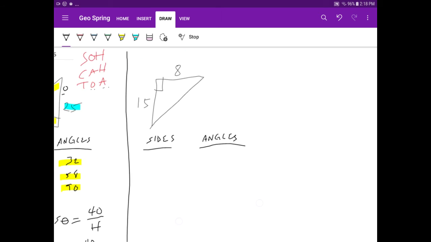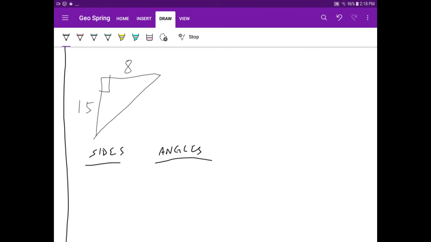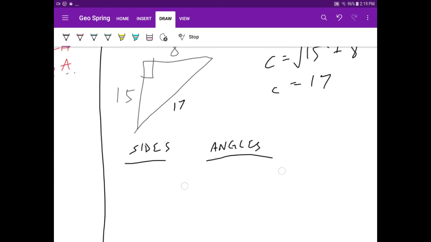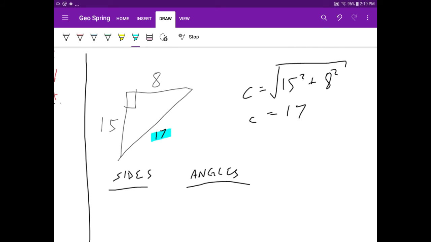Alright. You don't always have to use trig. Like on this one, you can do the Pythagorean theorem. So c equals the square root of 15 squared plus 8 squared. So this is going to be c equals 17. So that's the side there. So your 3 sides are 8, 15, and 17.